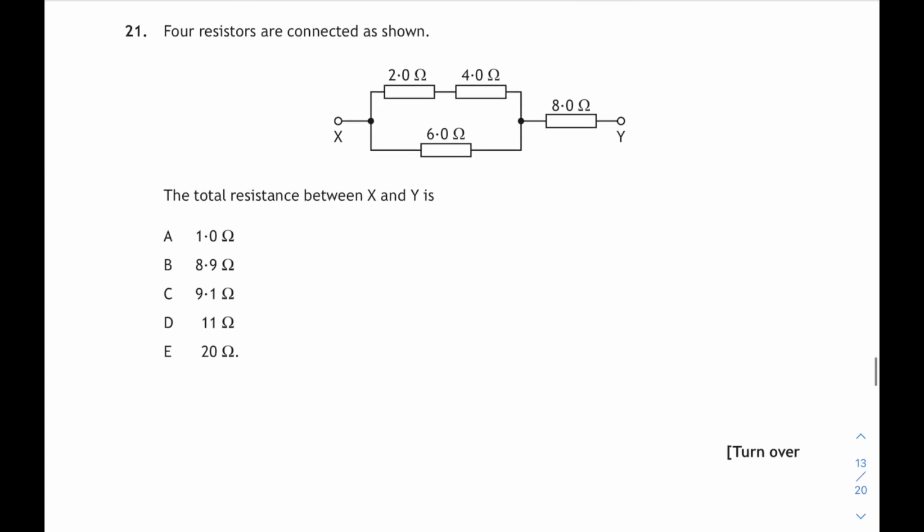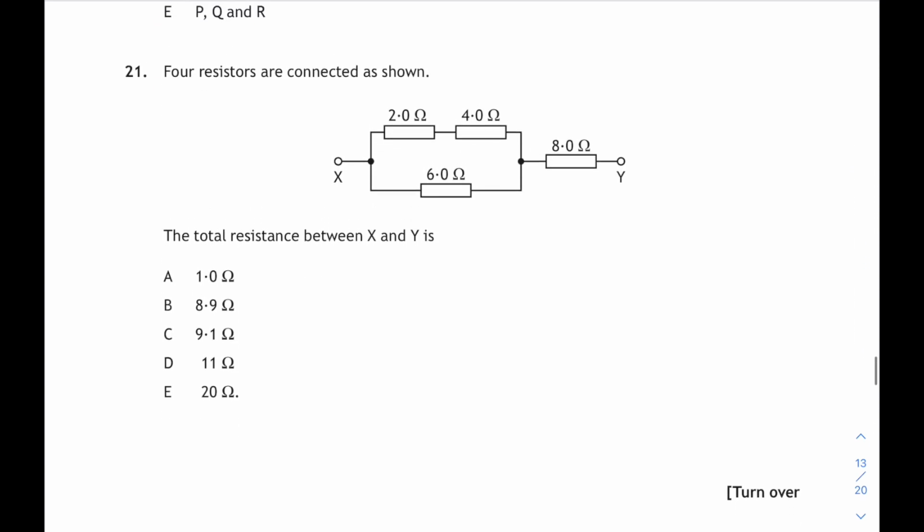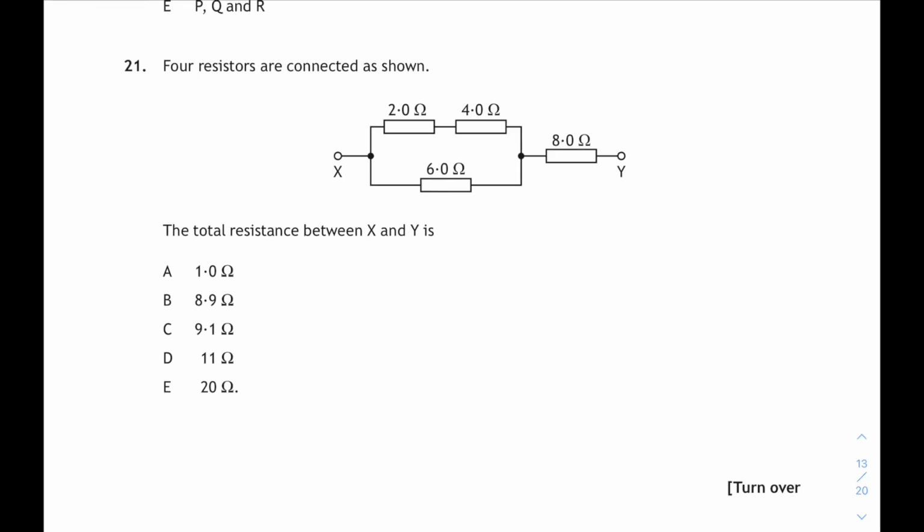21. At last, we're on to electricity. 4 resistors connected as shown. It's a mixed series and parallel circuit, and we have to find the total resistance between X and Y. So we'll add the 2 series ones first, the 2 and the 4. That gives us 6 ohms.